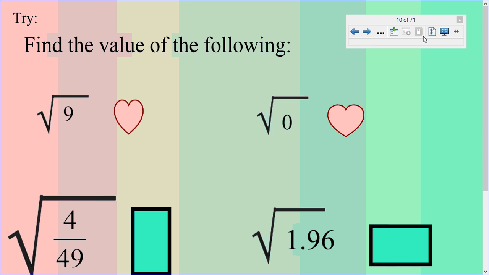Here's some more you can try on your own time. Find the values of the following: square root of 9, square root of 0, square root of 4 over 49, square root of 1.96. These are tough. Give them a shot.